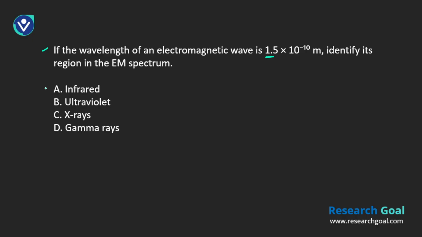All right. The correct option in this case is C, X-rays. X-rays typically have wavelengths ranging from 10 to the power minus 10 to 10 to the power minus 12 meters. So that is the wavelength range of X-rays.